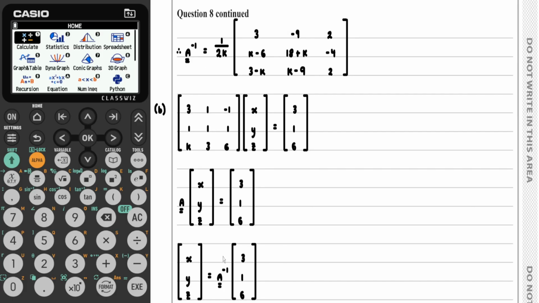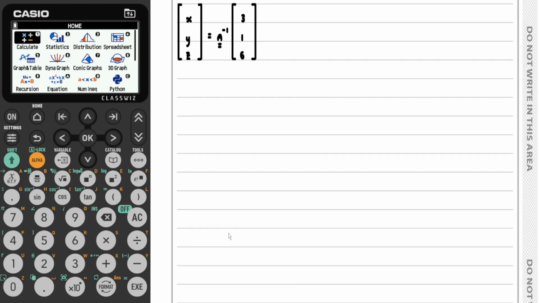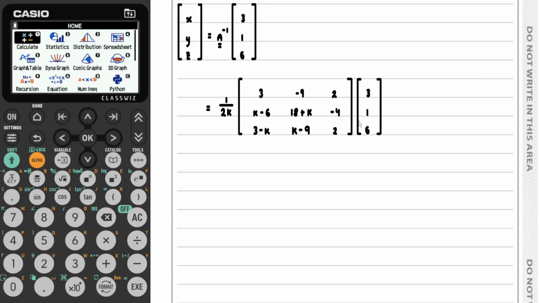And we can do that by recognizing x, y, z is equal to A inverse times 3, 1, 6. And we know what A inverse is, we worked that out in part A. So we've got A inverse, which is 1 over 2k times 3, negative 9, 2, k subtract 6, 18 plus k, negative 4, 3 subtract k, k subtract 9, 2, multiplied by 3, 1, 6.